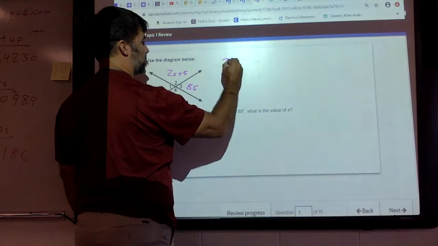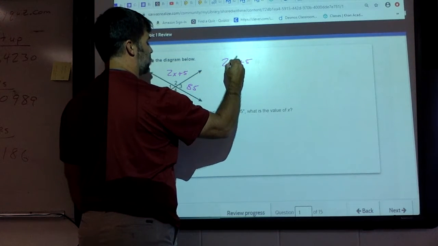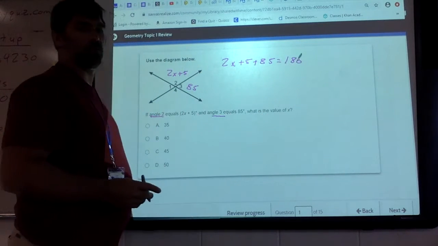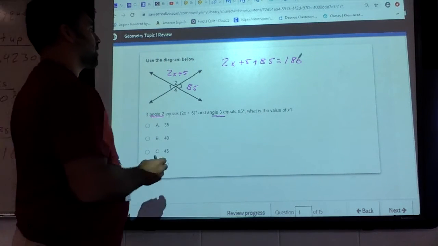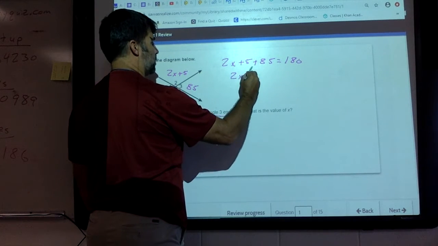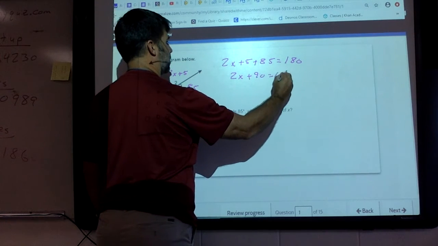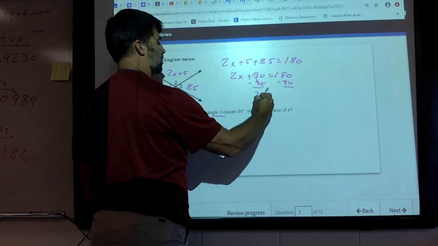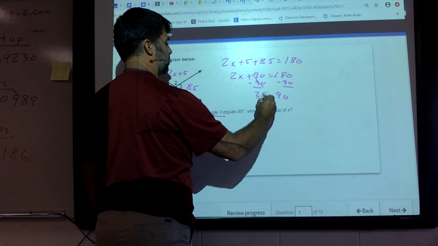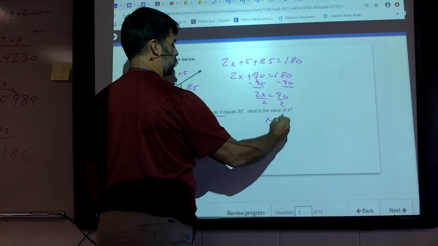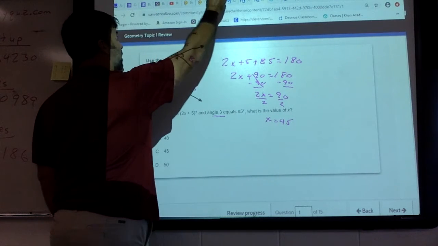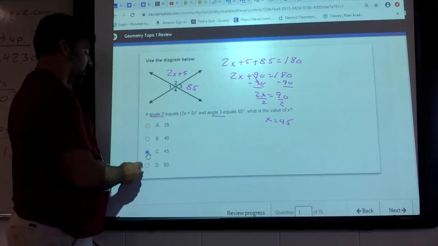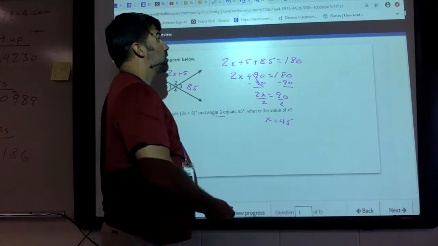So I'm going to go 2x plus 5. And you may be able to do this in your head, and that's fine. I'm going to go kind of quick because you can always pause the video, go back to it, or whatever. What I'm going to get here is 2x plus 90 after I combine like terms, subtract 90, and 2x equals 90. And when I divide by 2, x is going to be 45. Okay, so if you want to do the review before this video, I think that's a good idea, and then go back and see if you got it right. So there's 45.